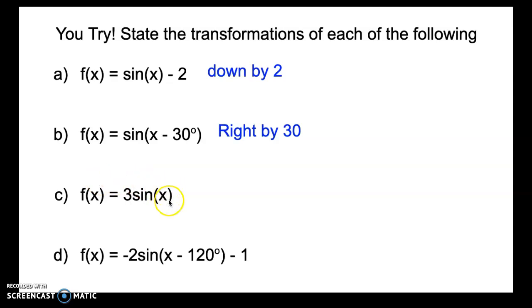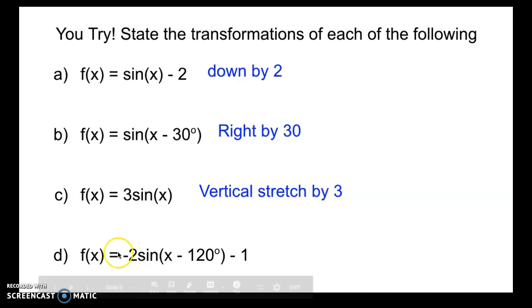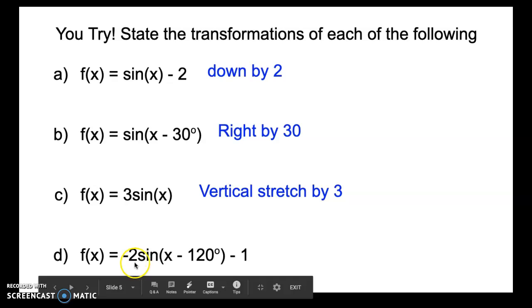This one, we don't have the D, we don't have the C, we only have the A. The A, remember, stretches if it's bigger than 1, so this is going to have a vertical stretch by 3. This one has all 3, including a negative in the front. So remember, the negative is going to flip it over the x-axis. That's called a reflection. The A is going to stretch it because it's bigger than 1, by a factor of 2.